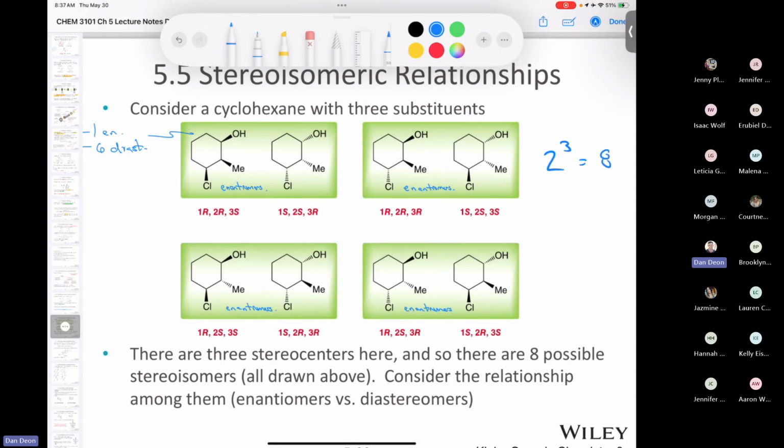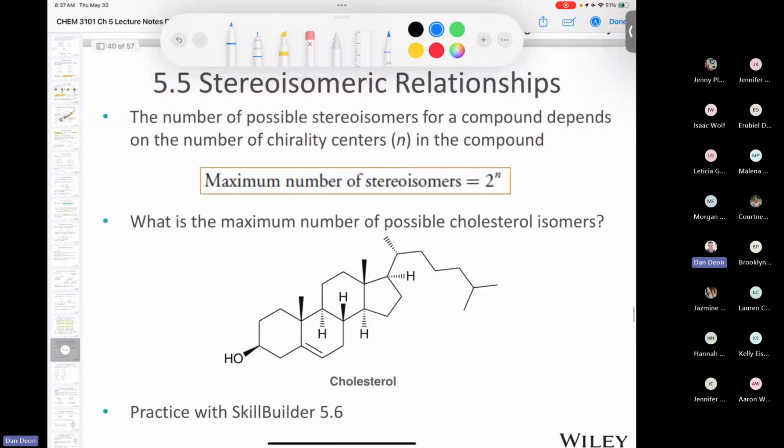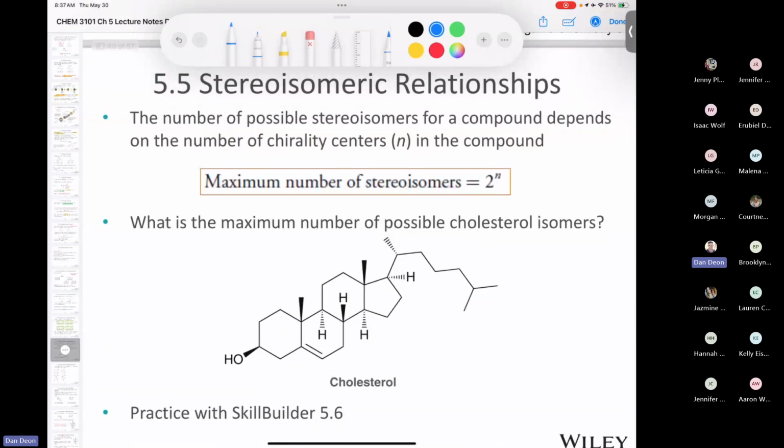So let's say you had cholesterol. Well, how many? Oh man, there's all kinds of chiral centers in cholesterol. If I just circle them all here, I'll use a red pen. I have one here. I have one here. There's another one here. There's 3, 4. Let's see, 5. There's one here. 6, 7. I think I'm missing one. Oh yeah, down here there's 8.